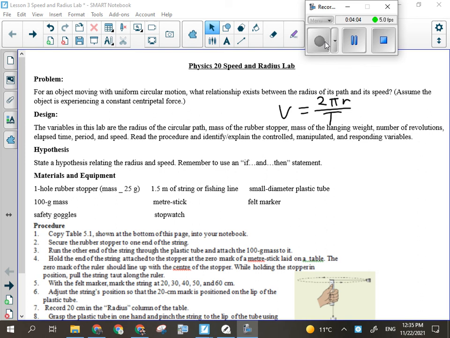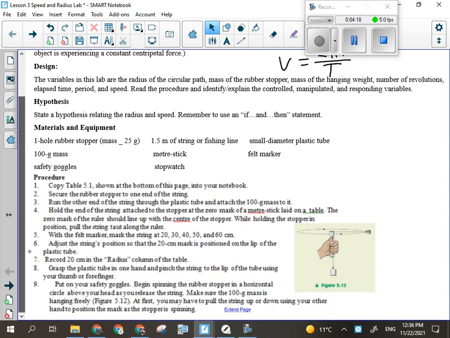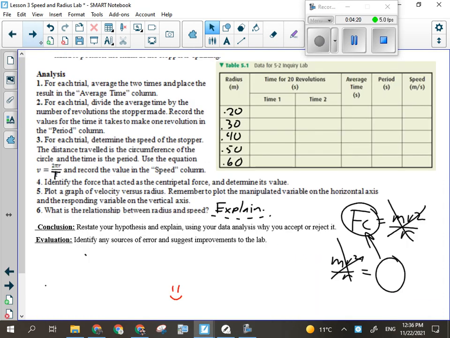Someone else in your group is going to count the number of revolutions. Another member of your group is going to time it. You're going to time 20 revolutions. So one person is going to be counting, one person is going to be timing. As the whirler, you don't have to do anything but whirl. That's your only job. You don't have to worry about anything else.